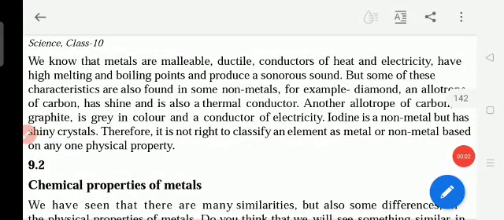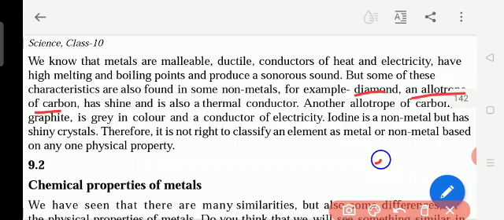Okay, the same physical properties are found in the non-metals also. So what are those non-metals? For example, diamond, an allotrope of carbon. So what is an allotrope? Allotropes means physical properties are different but the chemical properties are same.